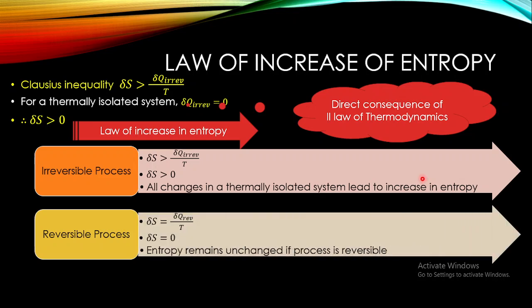While for a reversible process, delta S is equal to the heat supplied divided by temperature. So if it is a thermally isolated system, the change would be 0. The entropy will remain unchanged if the process is reversible. So these are the two essences of the law of increase in entropy. So we need to consider whether the process is an irreversible process or a reversible process.